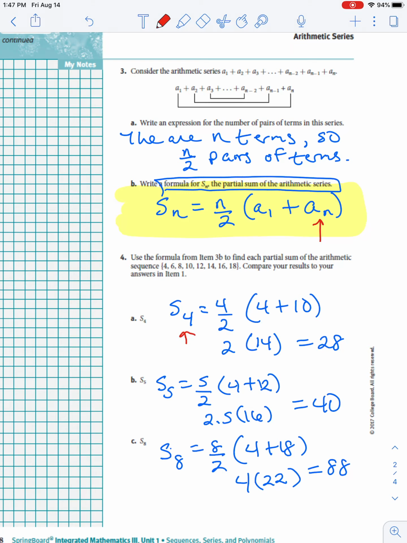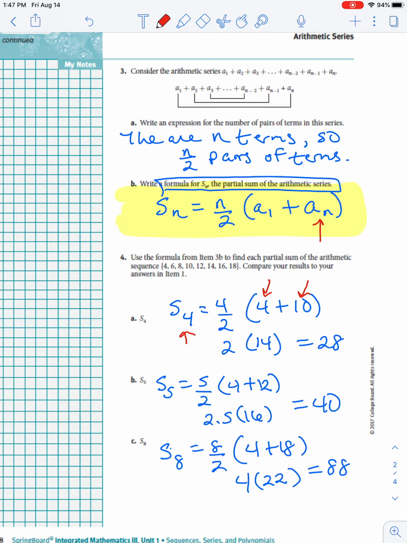It assumes that when they asked you for S sub 4, that you knew the 4th term, okay? And you knew the first term, and you had those pieces there. Well, you might not know that last term. They might give you a sequence and they haven't given you the last term. It's kind of just left off, you know, with a dot, dot, dot.